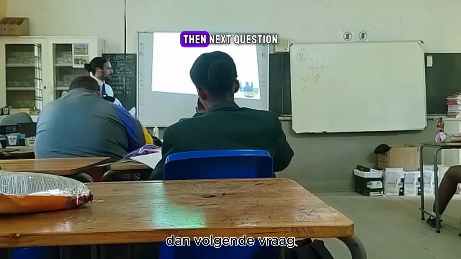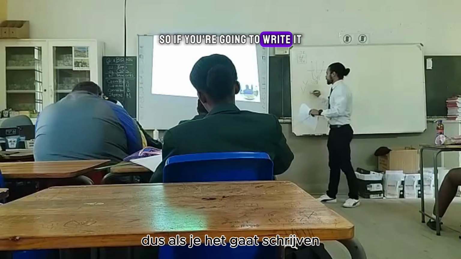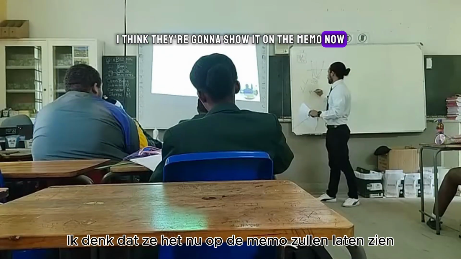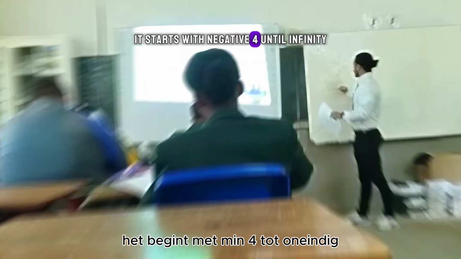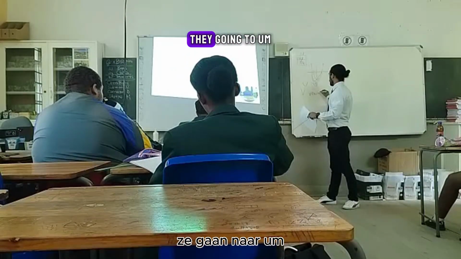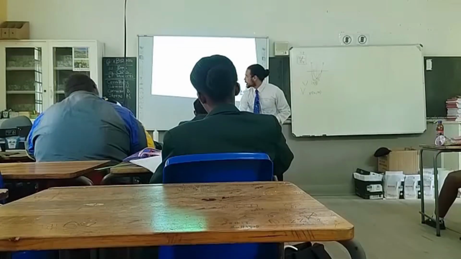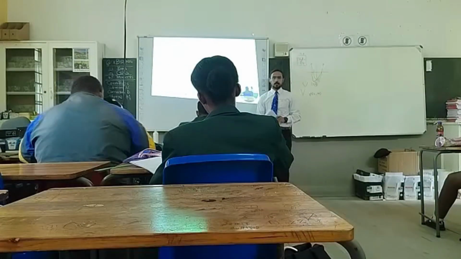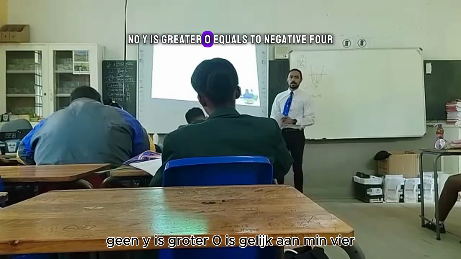Then next question, let's quickly write that down, square bracket. If you're going to write it, I think they're going to show it on the memo now. Y is an element of, it starts with -4 until infinity. Memos like including the other way, so you will see it now. You can also write it that way. No? Y is greater than or equal to -4.